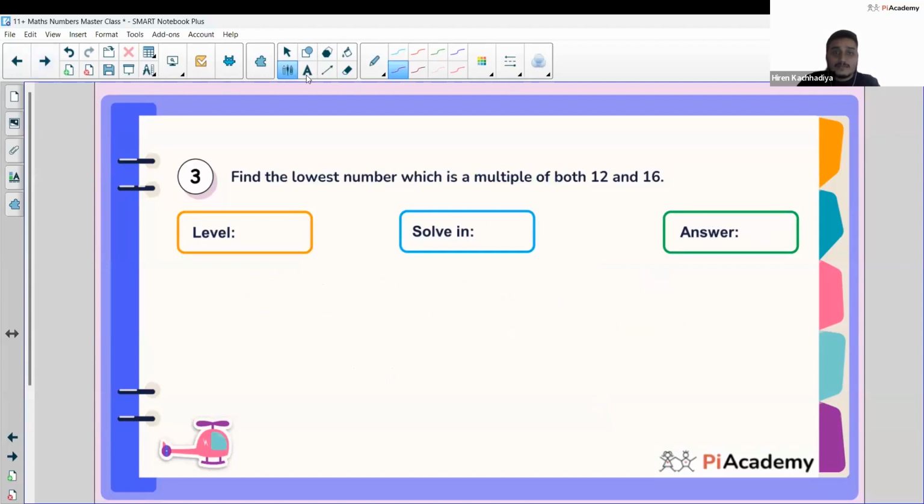Yes, please read this question, Irene. Find the lowest number which is a multiple of both 12 and 16. Thank you for reading. Yes, everyone, figure this out, okay? And this is also the easy level, you can solve in 1.5 minutes. That is more than enough. So go with this. Let's see who is answering me first.